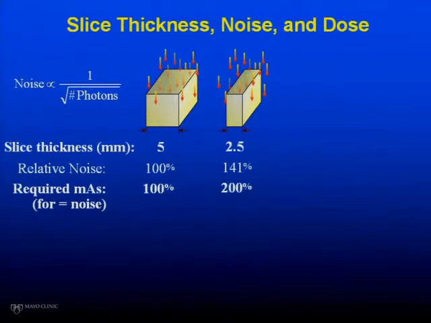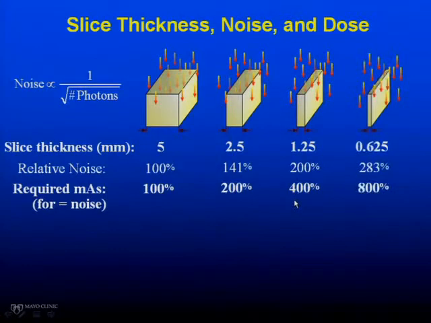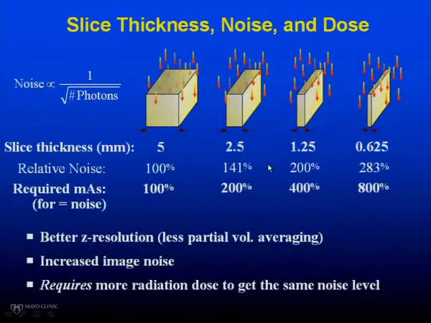And in order to match the noise in the 5 millimeter slice thickness, the mAs needs to be doubled. And for 1.25 millimeter, the mAs needs to be 4 times in order to match the noise level in the 5 millimeter slice thickness. So the thinner slice thickness has a better Z resolution. However, it increases the image noise and requires more radiation dose if you want to match the noise in the thicker slice thickness.